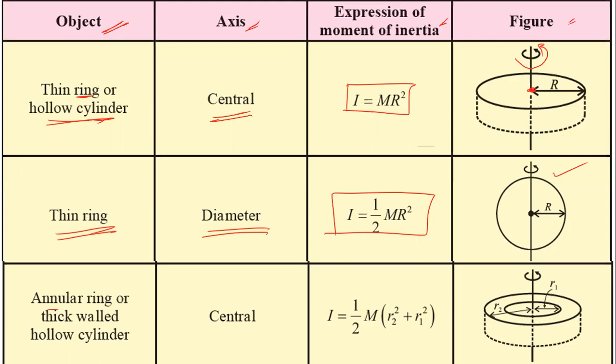Now annular ring, a thick-walled ring or hollow cylinder. If the ring is thin-walled or a thin ring, then these two are the formulas you can see. But if the ring is thick, then the formula for moment of inertia is this: 1 by 2 m (r1 square plus r2 square). R1 and R2 are the inner and outer radius. R1 is the inner radius, as you can see here in the diagram, and R2 is the outer radius.